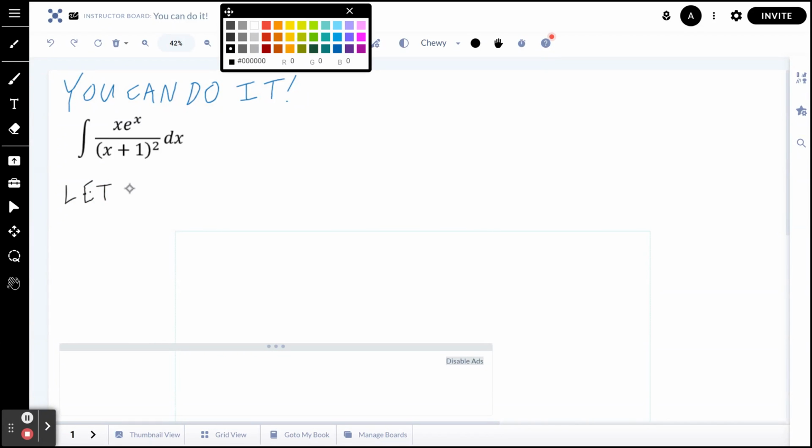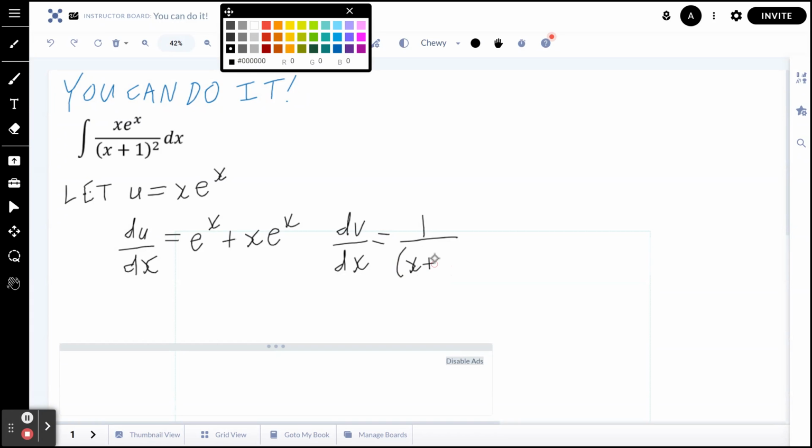parts. So you have to let u equal x times e to the power of x, which means when you find the derivative of u with respect to x, which is du/dx, this equals, again applying the product rule, the derivative of x which is 1 times e to the x plus x times the derivative of e to the x, which is e to the x. And if you look carefully, what this also implies is that dv/dx equals the second part, which is 1 divided by (x plus 1) squared.